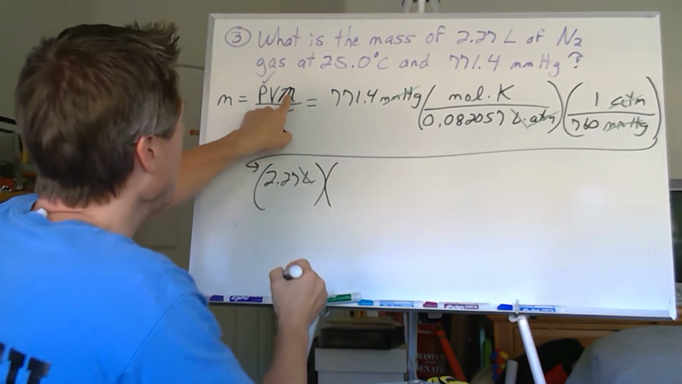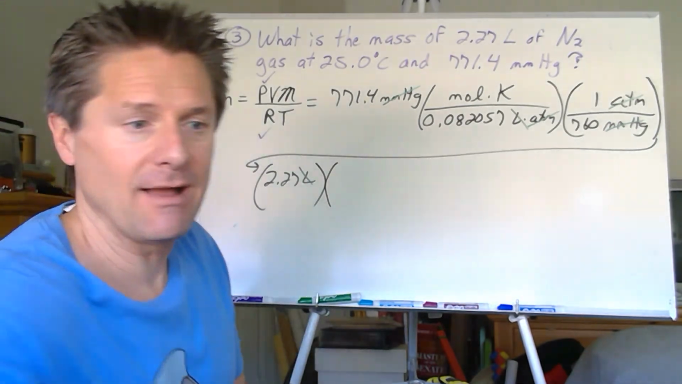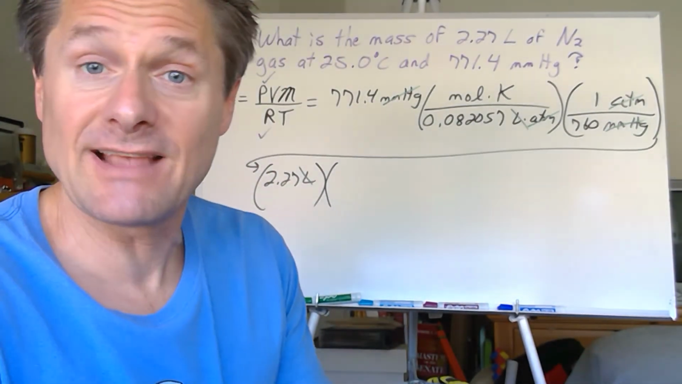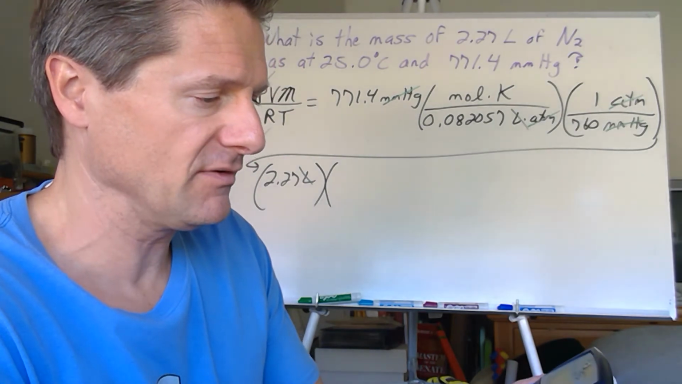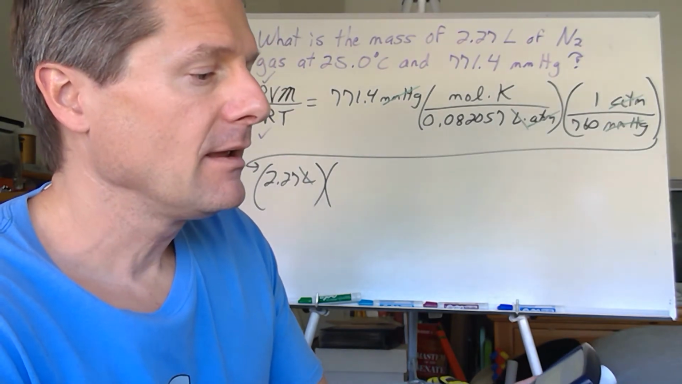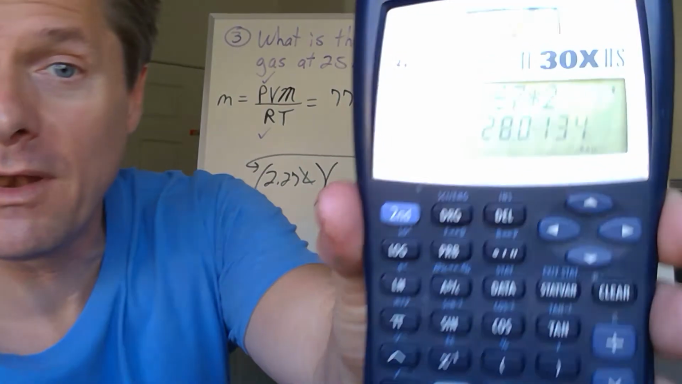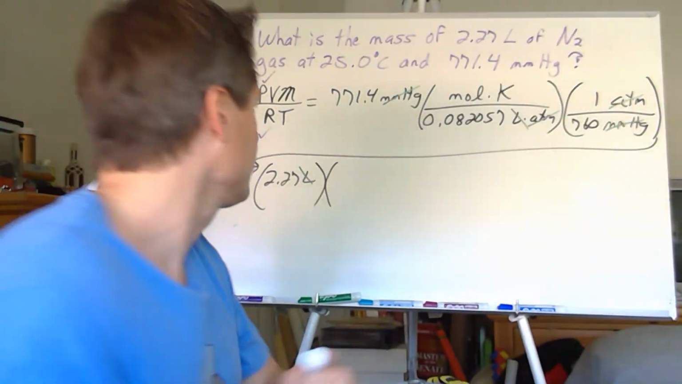Let's multiply by the molar mass. So let's take 14.0067. That's nitrogen, right? 14.0067. And I get 28.0134.